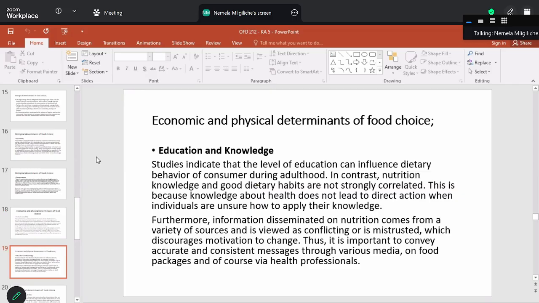Education and knowledge: studies indicate that level of education can influence dietary behavior and choice, and can help to prevent malnutrition. So if you have knowledge that a specific type of food is good for health, you would go for that. If you don't have knowledge and education, you do not know which food is nutritious. You just go for junk food, and you'll end up being unhealthy and more prone to non-communicable diseases.